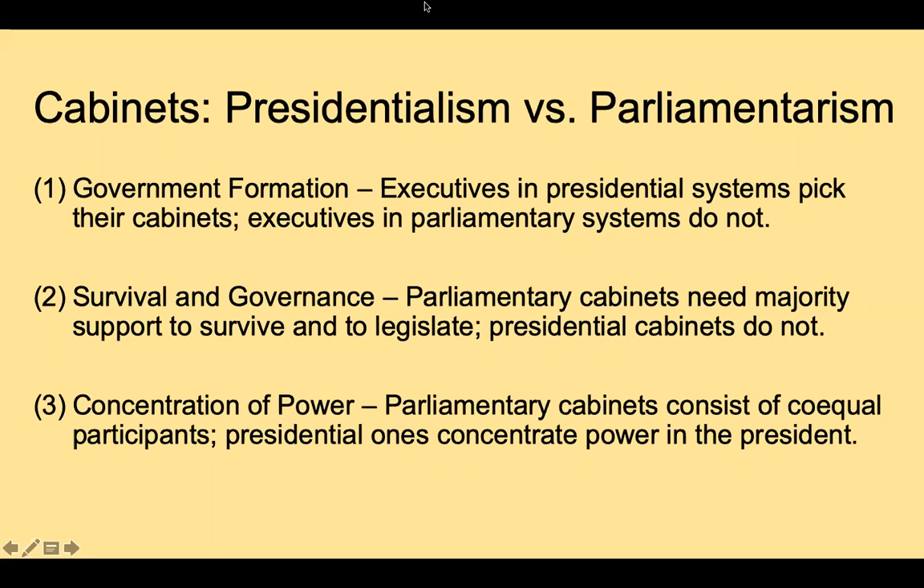It's an interesting question. I want to go to a new poll that takes on another, similar question. I'm going to stop sharing this and go to poll 2, and I'm launching poll 2. I'm asking you about the question of survival and governance. With regard to survival and governance, does presidentialism or parliamentarism represent the more democratic alternative?